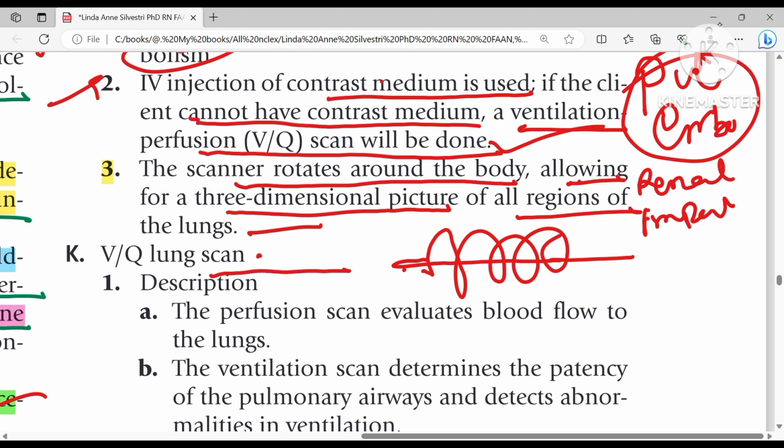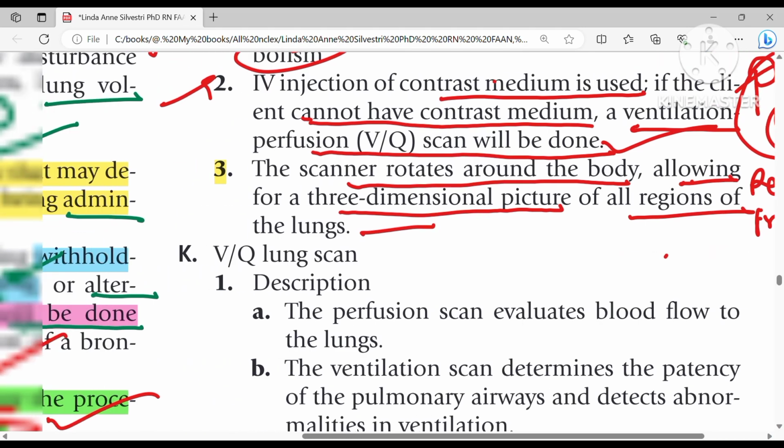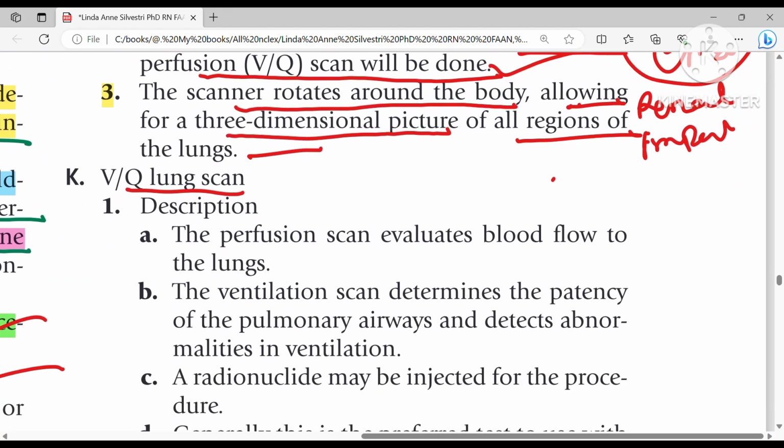One more CT is there, the conventional CT. So that is a conventional or renal CT. The beam will be going like this, only in one direction, the perpendicular direction. So what is a VQ scan? Ventilation and perfusion scan.